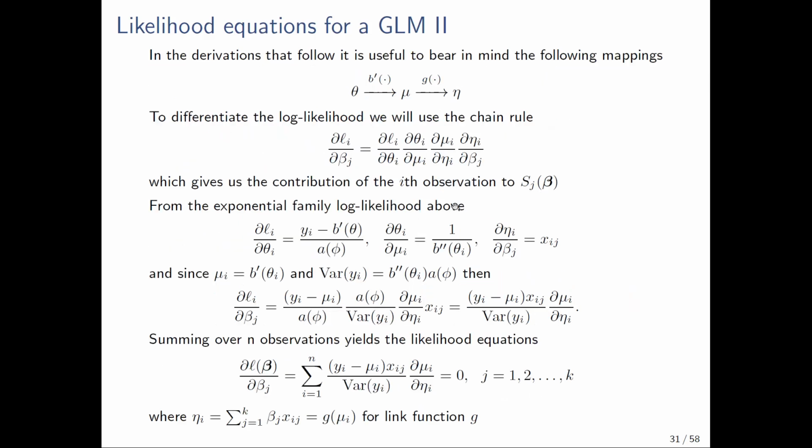Now, to carry out this differentiation, it's useful to bear in mind the mappings at the top of this slide. We get from theta to mu via the first derivative of the function b, and we get from mu to eta via the link function g. So to differentiate the log likelihood, we're going to use the chain rule. The derivative of L_i with respect to beta j is the product of 4 terms. The derivative of L_i with respect to theta_i times the derivative of theta_i with respect to mu_i times the derivative of mu_i with respect to eta_i times the derivative of eta_i with respect to beta j.